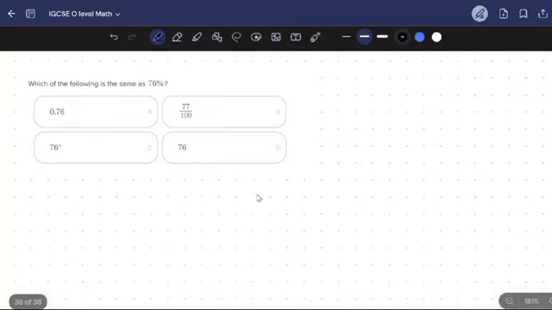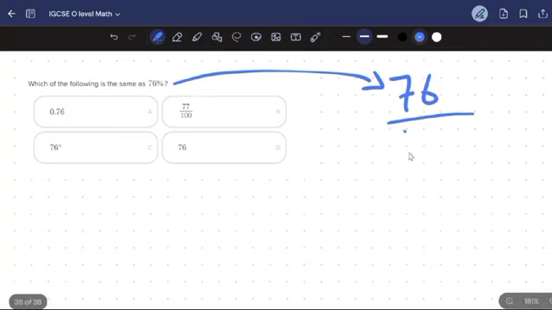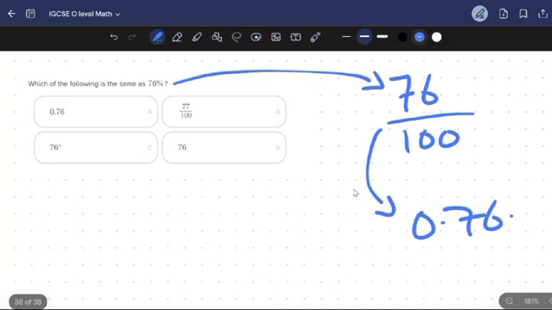So in this question, which of the following is the same as 76%? I can see I've got fractions as options, a whole number and a decimal, and of course not a degree, because that is an angular unit. So 76 as a fraction becomes 76 over 100, and as a decimal it becomes 0.76. So the correct option is option A.